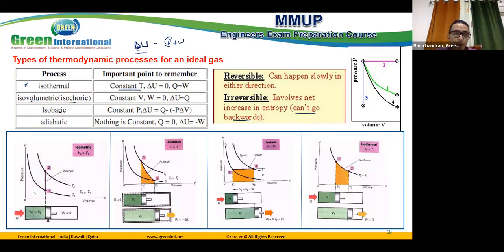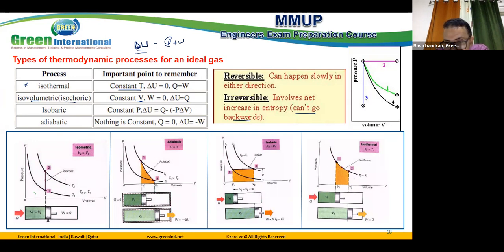Isovolumetric or isochoric means constant volume. For constant volume, work is 0. No change in volume, work is 0. So the change of internal energy is equal to Q. Let's see here in the figures. This isochoric process, constant volume here. You see this constant volume, isochoric or isovolumetric, and sometimes isometric. Isometric, isovolumetric, isochoric, all the same. Volume constant, there is no work here.